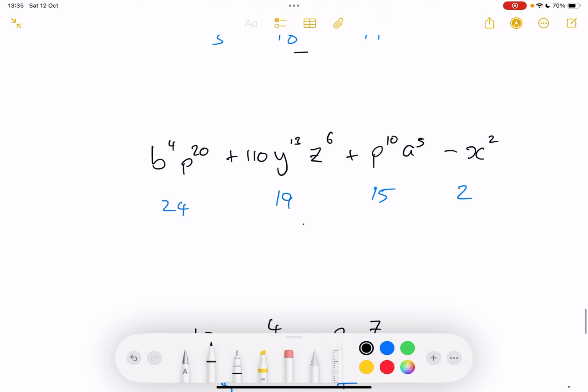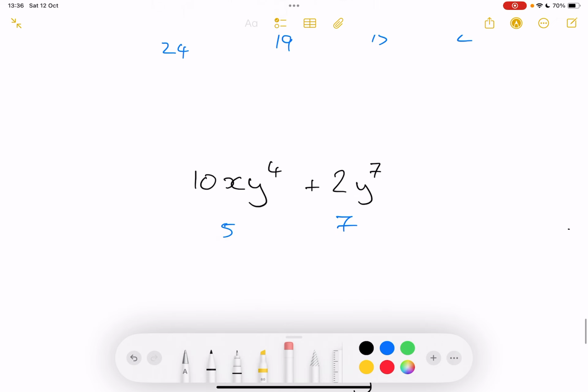What is the degree of this polynomial? What is the degree of this polynomial? For the next examples, the degree of each term has not been worked out for you. First, work out the degree of each term. Then, give the degree of the polynomial.